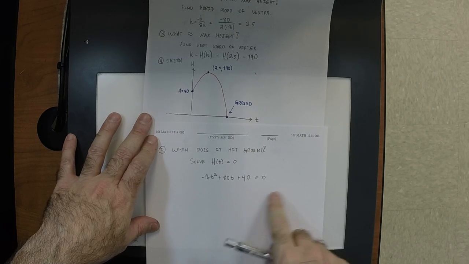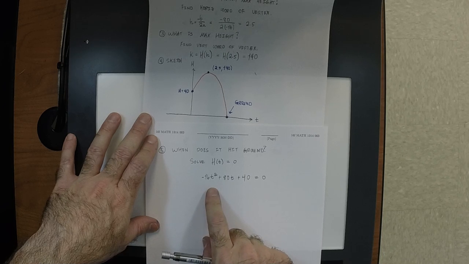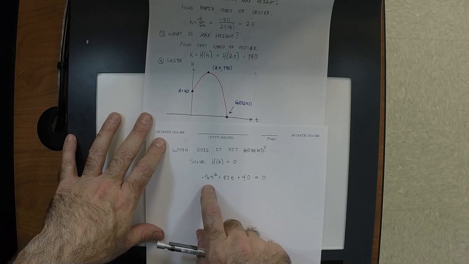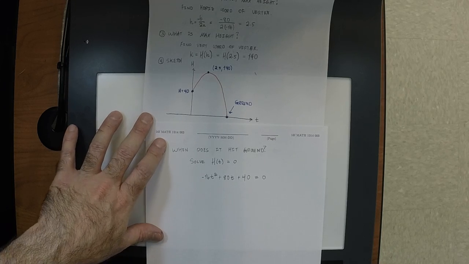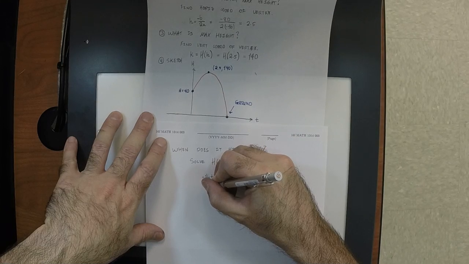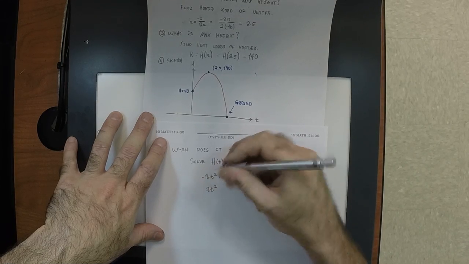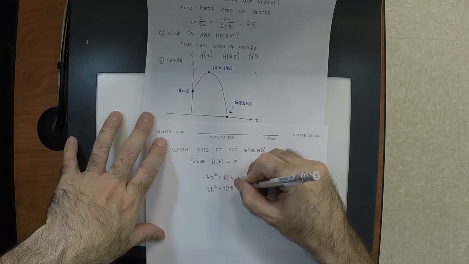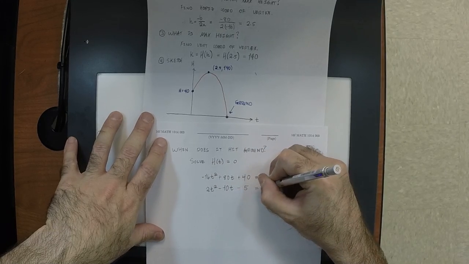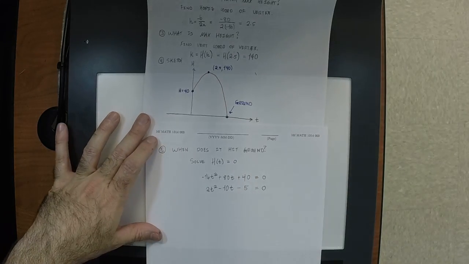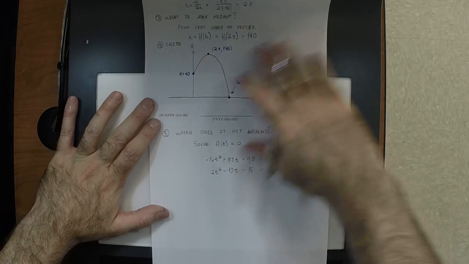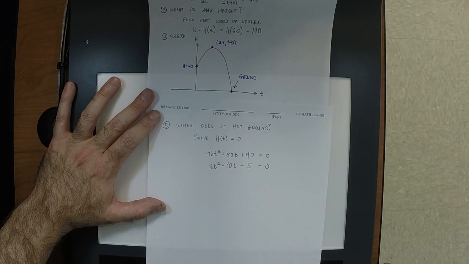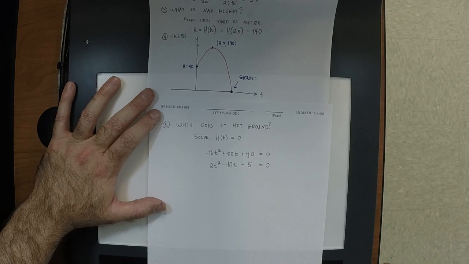Well, yes, we can do better than that even. Divide by 8, right? In fact, I'm going to divide by negative 8 so that the leading coefficient is positive. So if I divide by negative 8, then it would be 2t squared, and then minus 10t, and then minus 5. Okay, now this is a quadratic, and we want to solve it. Do we want to use the factor by grouping method, or do we want to use the quadratic formula?